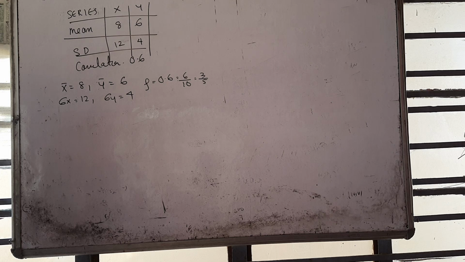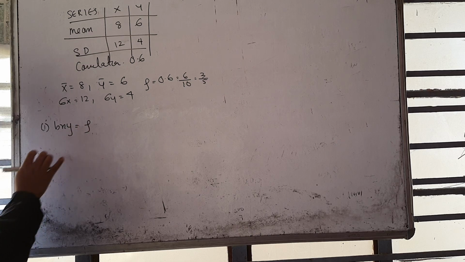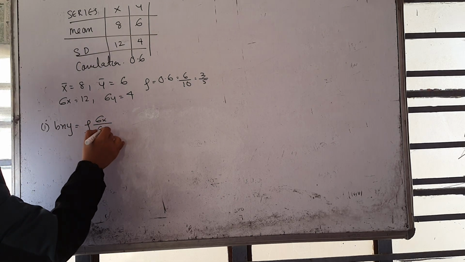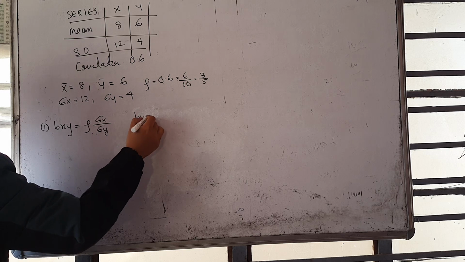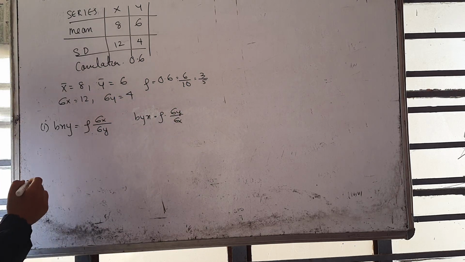Now the first question is to find the regression coefficients. Can you tell me what is the formula for the regression coefficients, guys? bxy, I gave you this before also. So it's going to be what? Rho sigma x by sigma y. And what about byx? Rho sigma y by sigma x. Put in the values, you can easily get the answer.